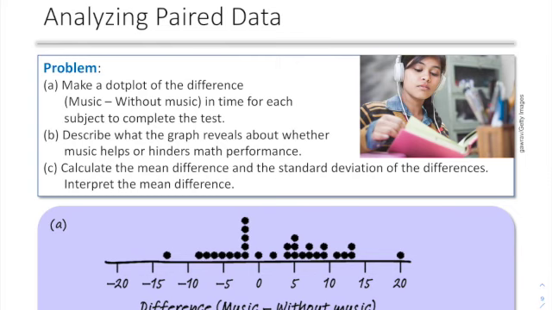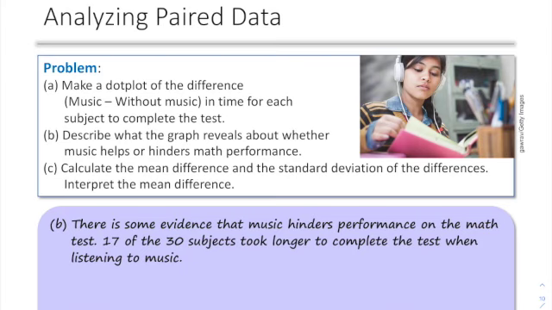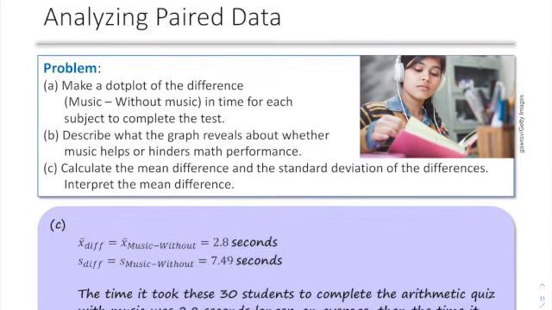Here's a dot plot of all of those differences. There is some evidence that music hinders performance on the math test. 17 of the 30 subjects took longer to complete the test when listening to music. So the x-bar of the difference is equal to x-bar of music minus without, 2.8 seconds. Then the standard deviation is 7.49 seconds. So what does that mean? The time it took these 30 students to complete the arithmetic quiz with music was 2.8 seconds longer, on average, than the time it took without the music.